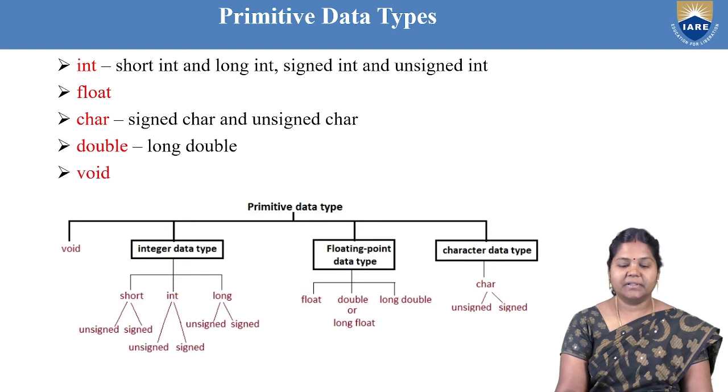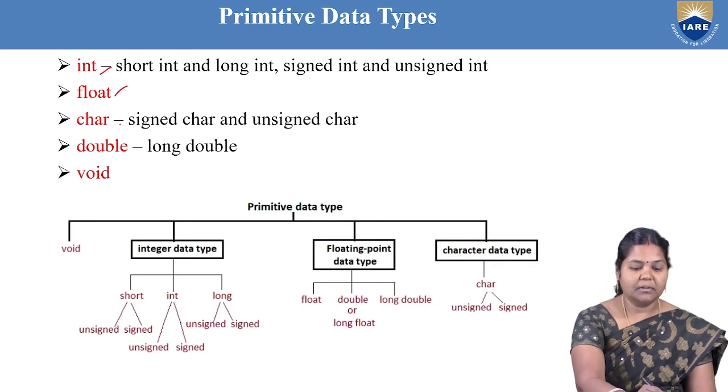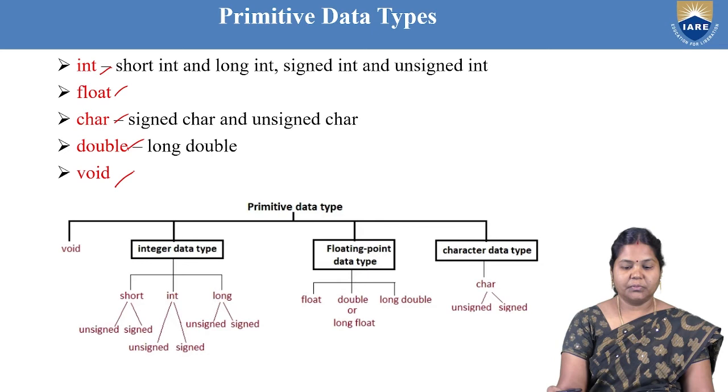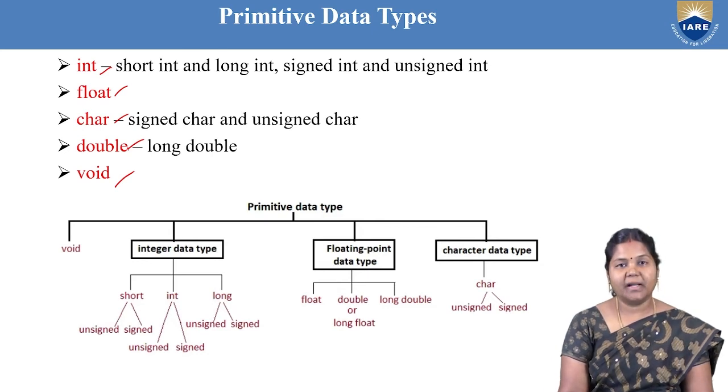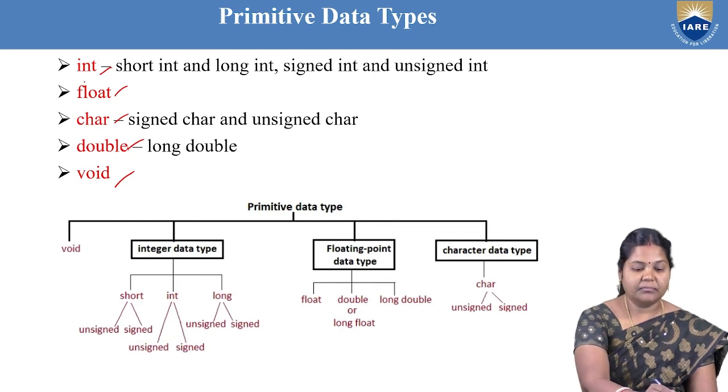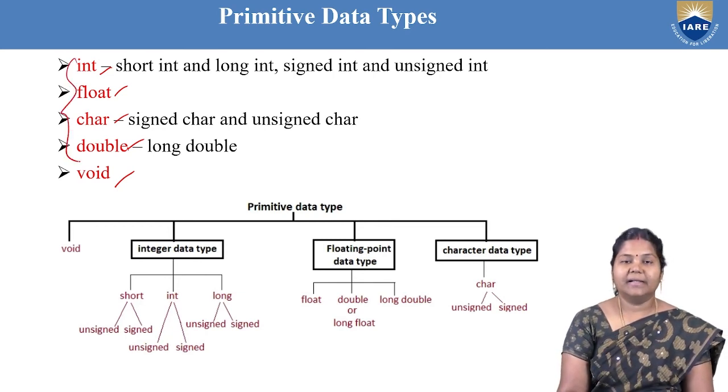Now, let us start with the primitive data types. Primitive, fundamental, or basic data types are int, float, char, double, and void. In some books you will find void as a separate data type, and in some books you will find void as a basic data type. But the use of void is different from the four data types int, float, char, and double. So, we will also discuss where you can use the void data type and the uses of these primitive data types.